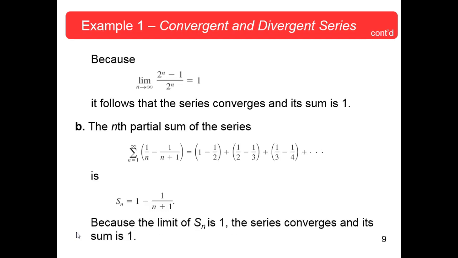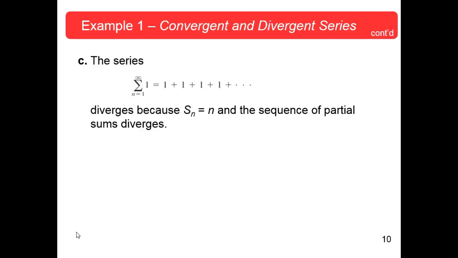Okay? Because the limit of S sub n as n goes to infinity is 1, because the denominator is going to increasingly huge numbers, then 1 over a huge number is going to be closer and closer to 0. So the series converges and its sum is 1.